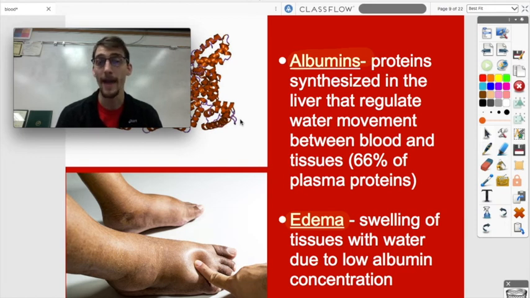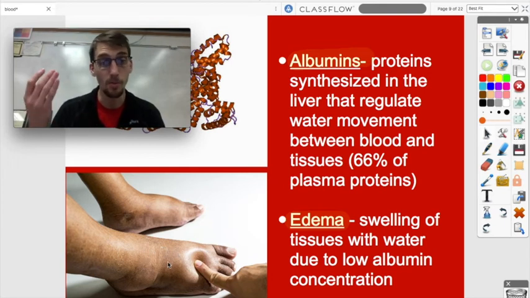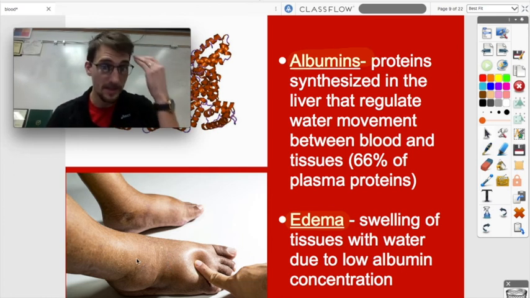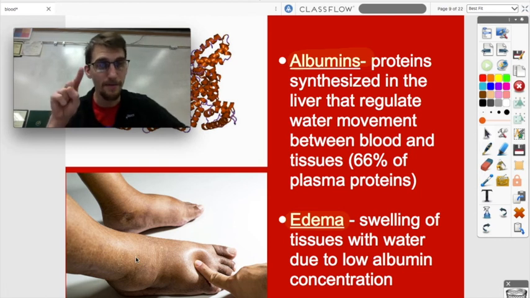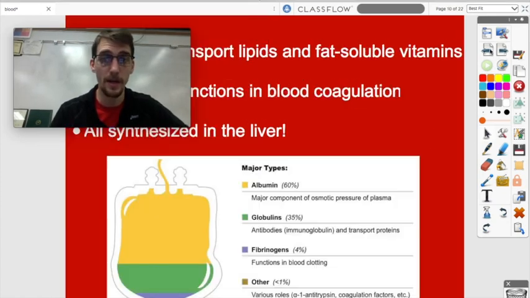And when you don't have enough albumins, you're going to see this in, like, old people whose livers aren't working as well as they should anymore. You're going to get something called edema, which is swelling of tissues with water due to low albumin concentration, right? So in old people, especially in their legs, they don't have as much albumin anymore, so they don't control as much how much water goes into their surrounding tissues. So what you'll see is swelling in these lower extremities, and if you press it with your finger, it's going to leave a pit. And that's how you know somebody has edema and they have liver problems because they're not producing enough albumins.